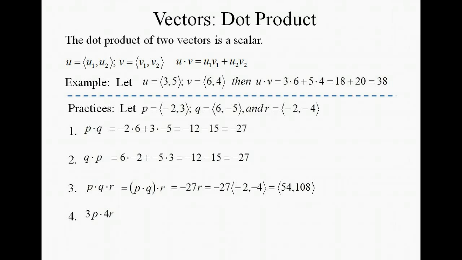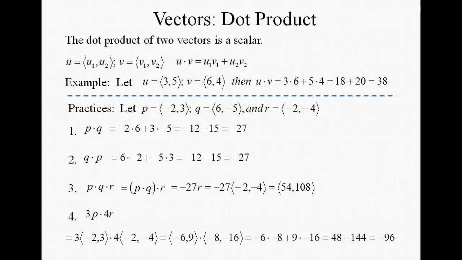The last one says that we're going to take 3 times vector p and multiply it by 4 times vector r. Well, this is a dot product, so we're going to end up with a scalar. So the first thing that we're going to do is take 3 times vector p, and then we're going to take 4 times vector r, and then do a dot product of those. So you have -6 times -8 plus 9 times -16. And putting those together, we end up with a scalar -96.